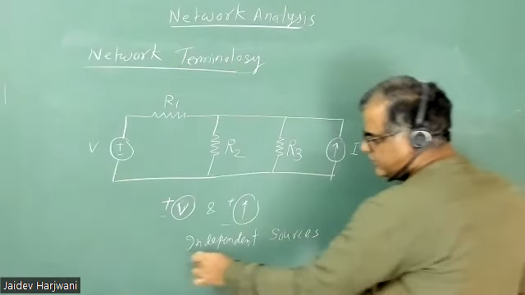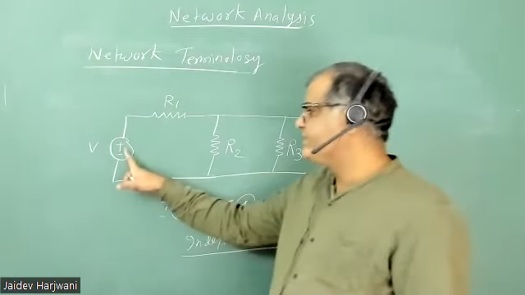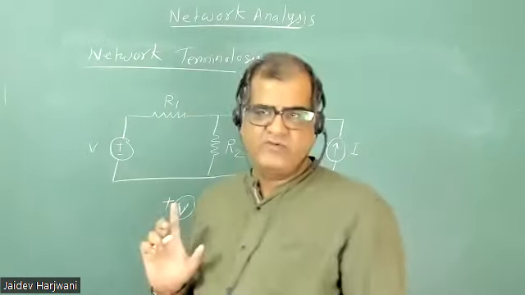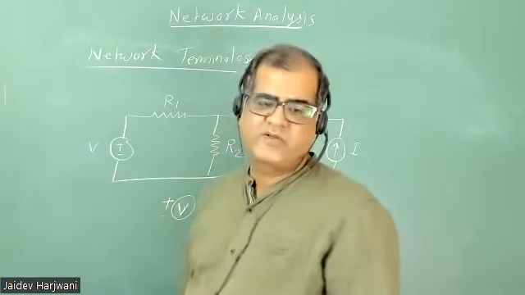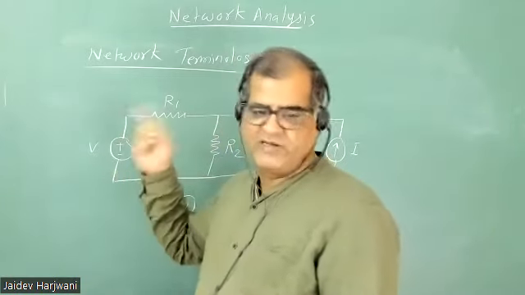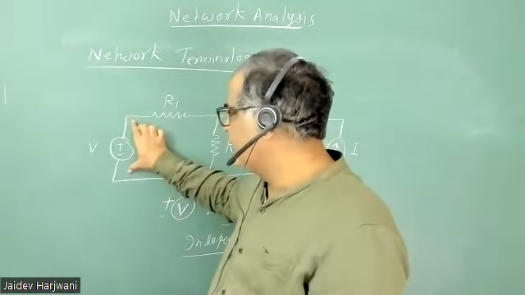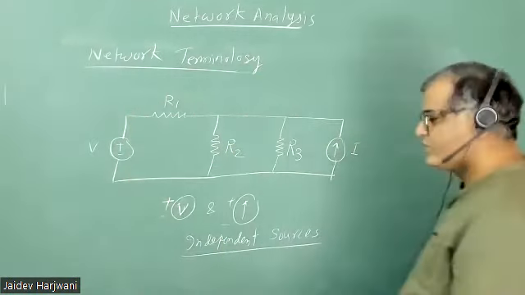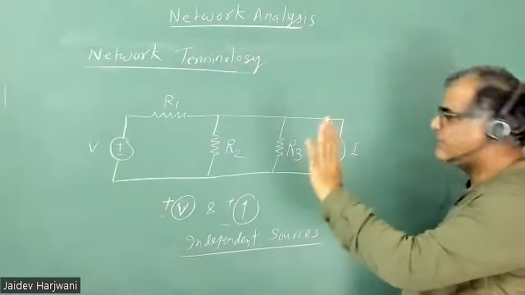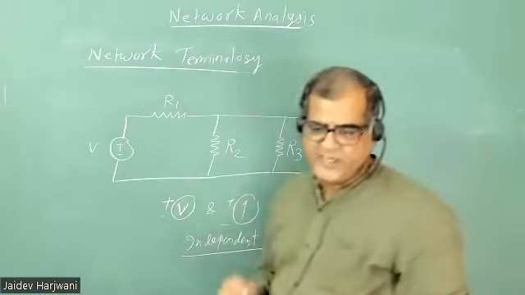Why do I call them independent sources? Suppose it is written here 5 volt. It will always give you 5 volt regardless of the condition of the circuit. It's independent. If it's written 10 volts, it will give 10 volts in the circuit. Similarly, if the current source is 10 ampere, it will give you 10 ampere whatever the circuit is. That is called an independent source. They do not depend on the circuit conditions.